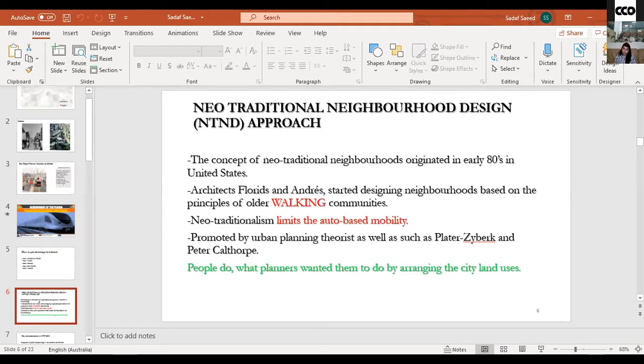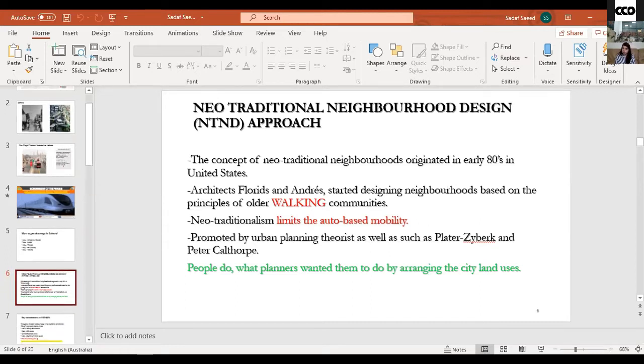The common approach for this is that it's the people who decide what to do, and the planners decide how the people have to behave. So it's all about the design of the city and the policymakers who want to shape what the people have to do. It's an approach where you divide your whole area into smaller neighborhoods, and you have to limit your automobility.